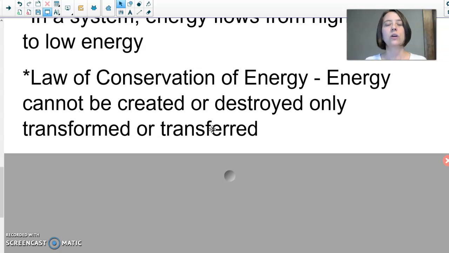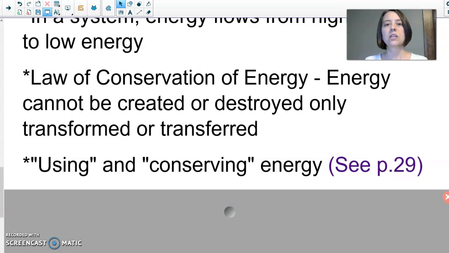Transforming has to do with being transformed from one type of energy to another. So if I have my rock up on the top of a hill, a boulder, and then it starts rolling down the hill, its potential energy is being transformed into kinetic energy, energy of motion. The total amount of energy is the same, it's just changing forms.